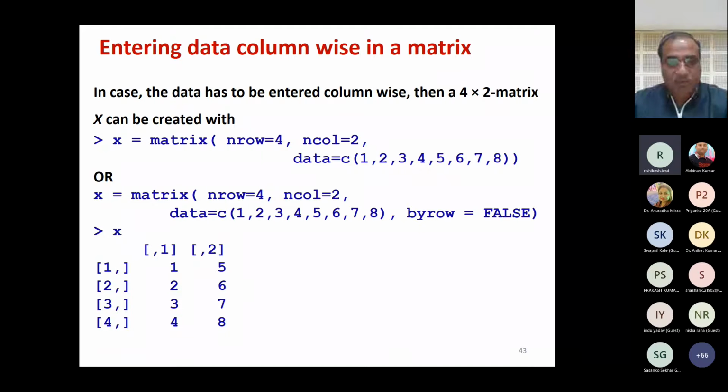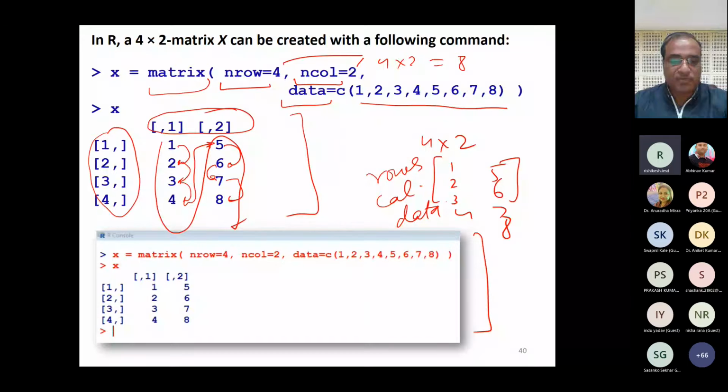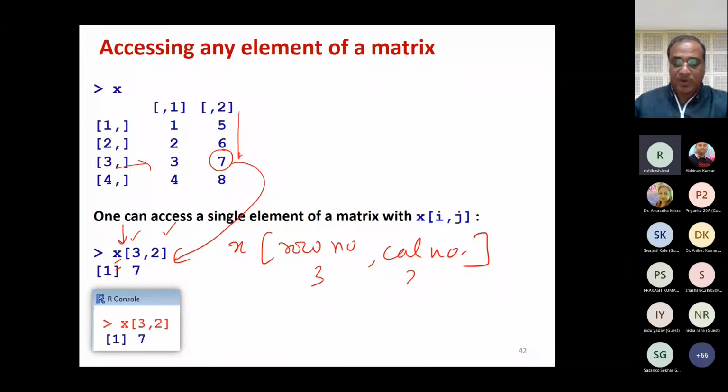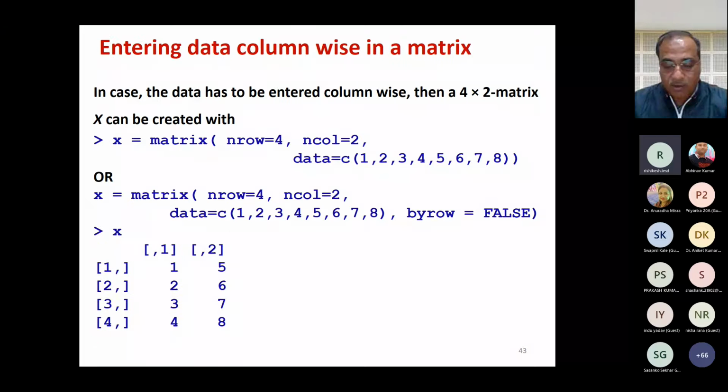OK, now if you see in this case what I showed you, the data is entered in the column wise format. Now suppose I have to enter it row wise, then what will happen? If you see here, this is the command which I had used earlier.